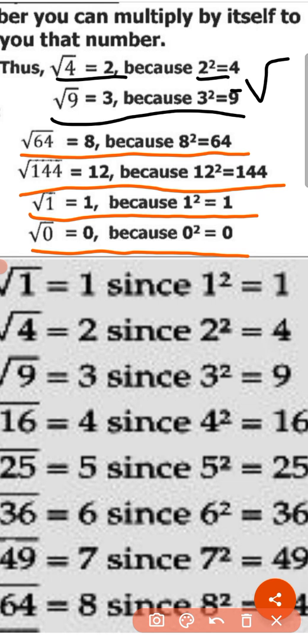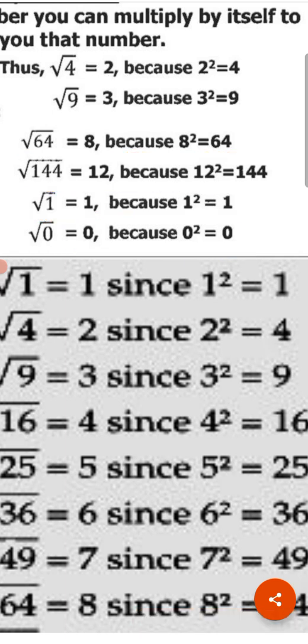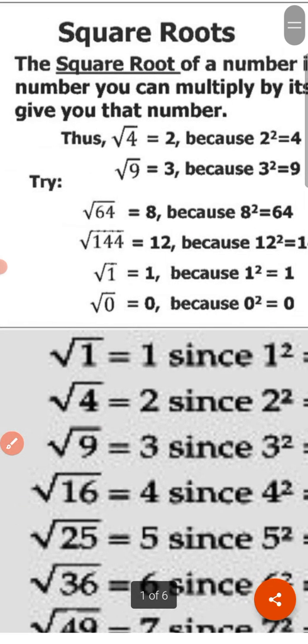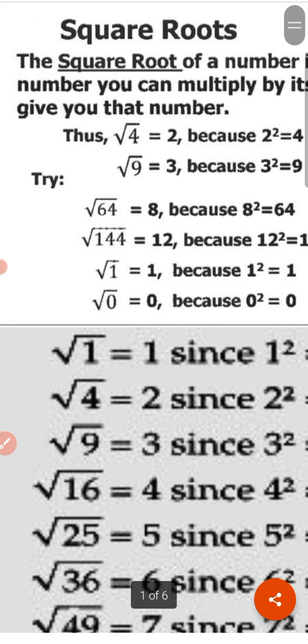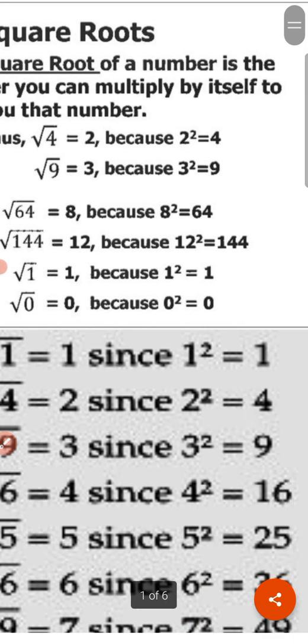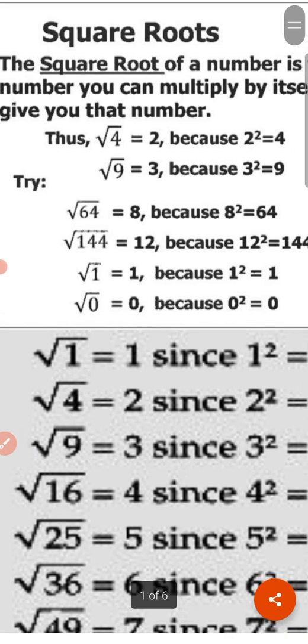Finding square root is the inverse operation of finding squares. Finding squares in the opposite way is finding square root. Okay. So square root of a number is the number we can multiply by itself to give us that number.